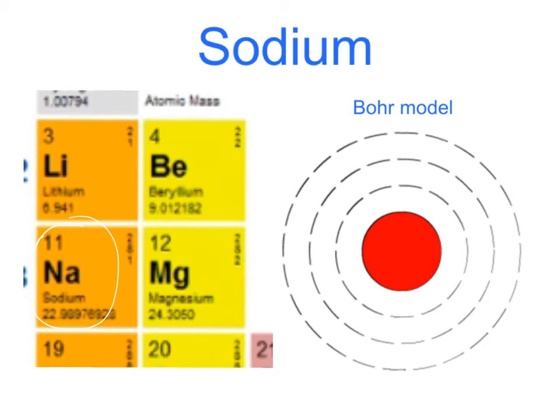So how many protons do you think sodium has? Hopefully you can see right away that he has 11 protons. How many neutrons does sodium have? Well, I need to round the 22 to a 23 and then subtract 11. And that gives me, let's see, 23 minus 11 is 12. 12 neutrons. Okay, next step.